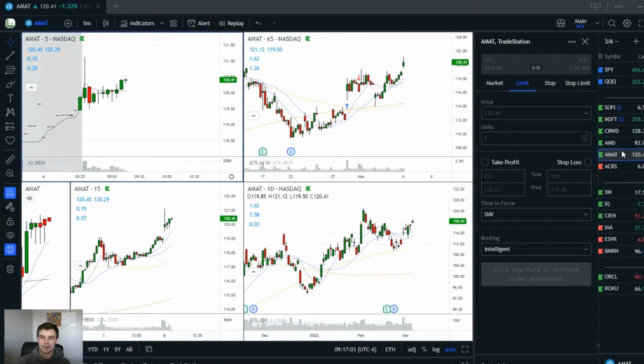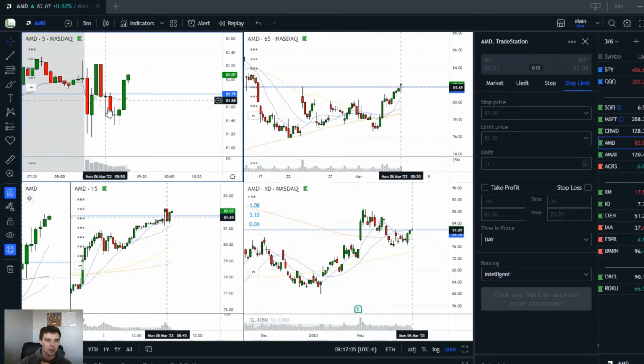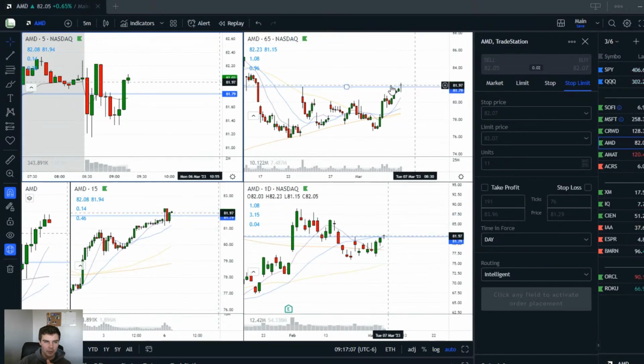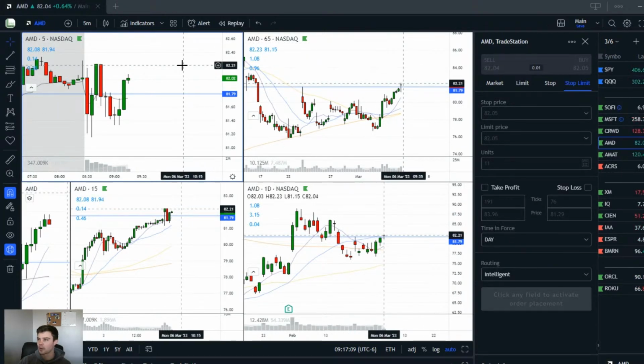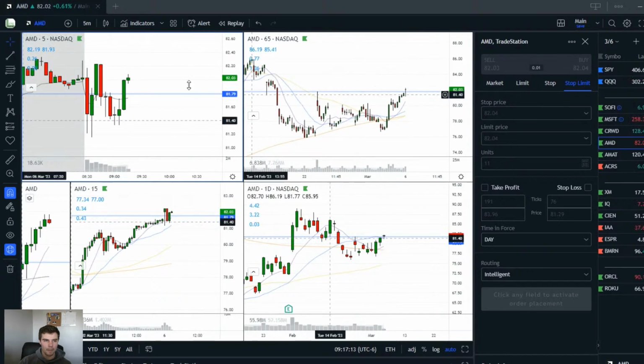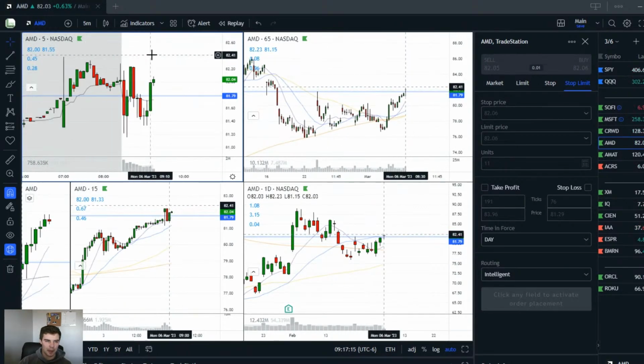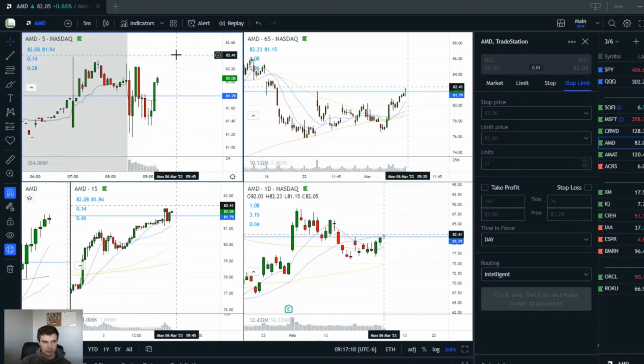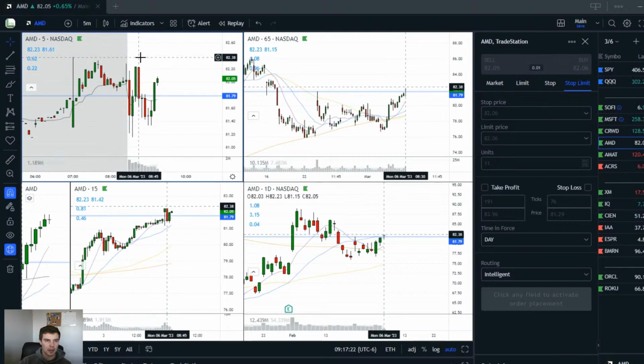All right. I don't want to say I don't see myself taking any more trades, but I think it's going to be tough for me to find a trade that I'm really impressed by. AMD over high of the day with a pattern, maybe. Honestly, I'd like to see it over high of the pre-market, though. So like 82.40.